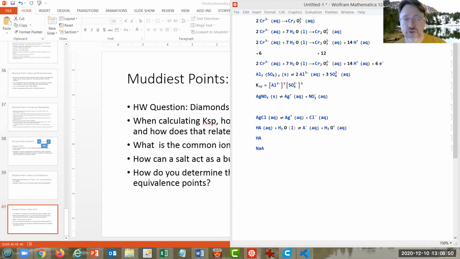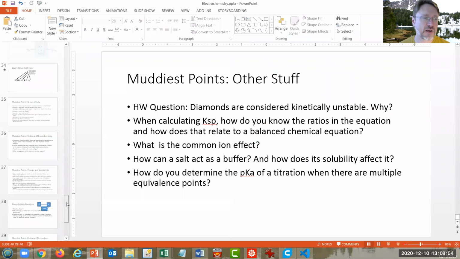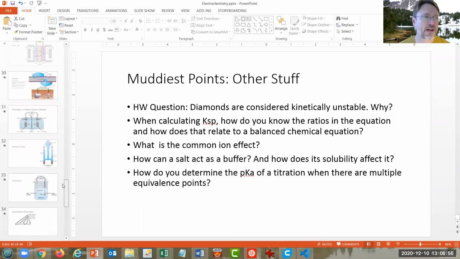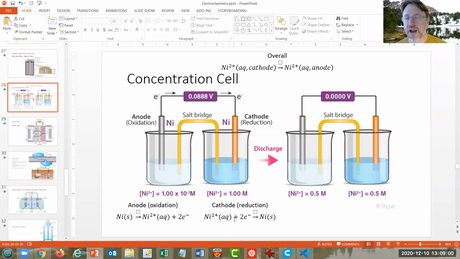One thing I did yesterday was I came up to the concentration cell example, and I went through how to use the Nernst equation to actually calculate what the voltage is. Is that something that you guys would be interested in seeing as well?